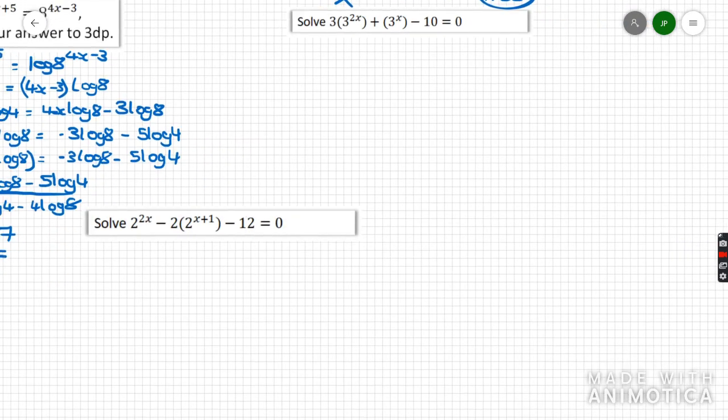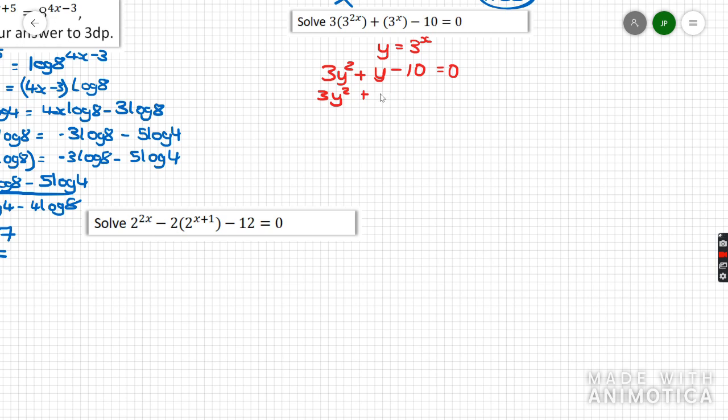Right, second one. Again, hopefully noticing it's in a quadratic form already. We've just got to make the substitution. So the substitution hopefully would be y equals 3 to the x. So we will end up with 3y squared plus y minus 10 equals 0. So we can split and solve this again, guys. You can solve in whatever way you want to.